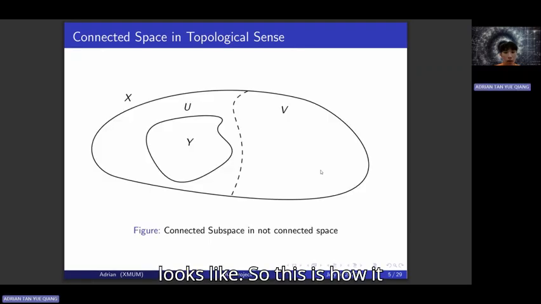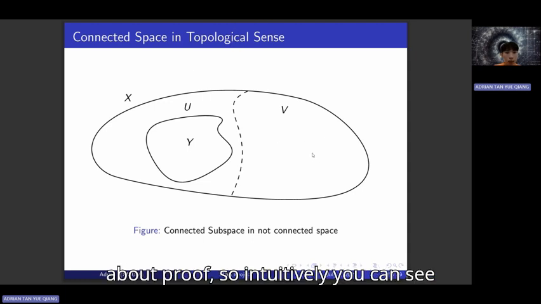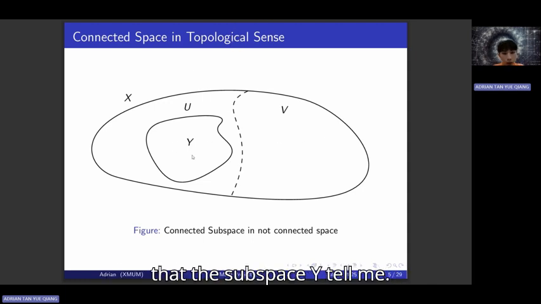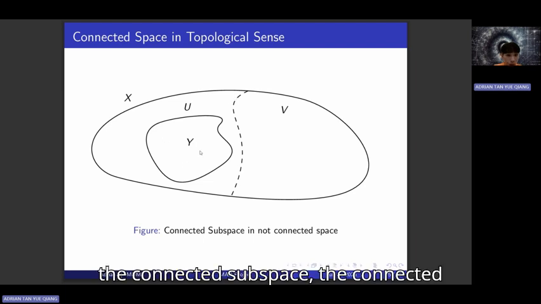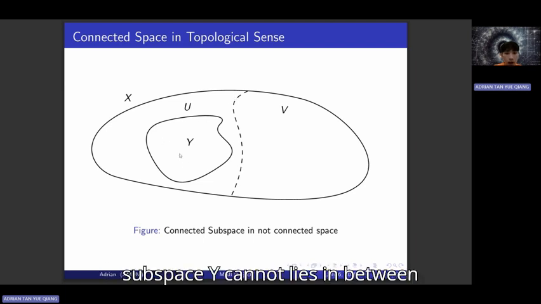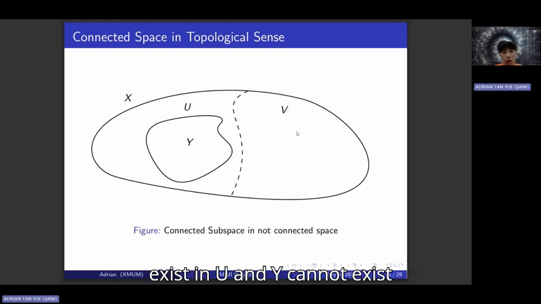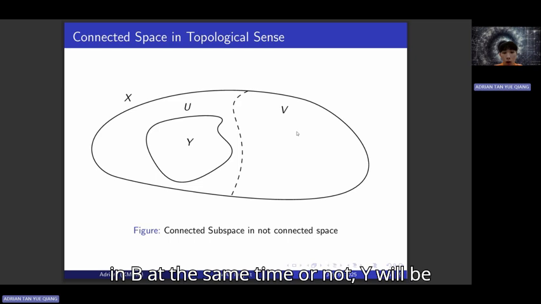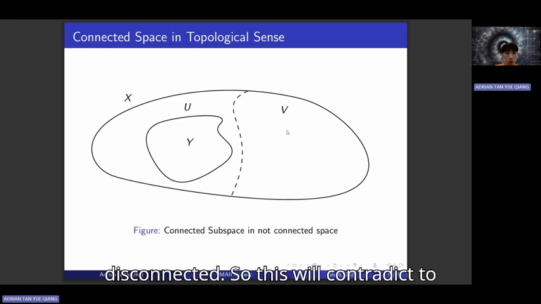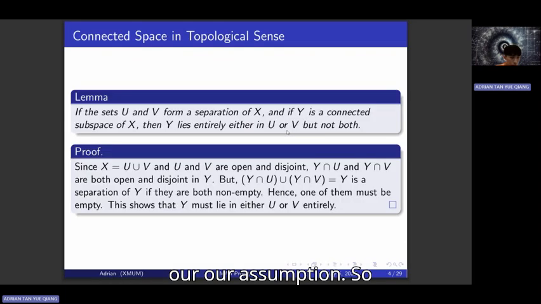Okay, so this is how it looks like actually. Before I talk about the proof, intuitively you can see that the connected subspace Y cannot lie in between the separation U and V, meaning that Y cannot exist in U and Y cannot exist in V at the same time, or else Y will be disconnected. So this will contradict our assumption.